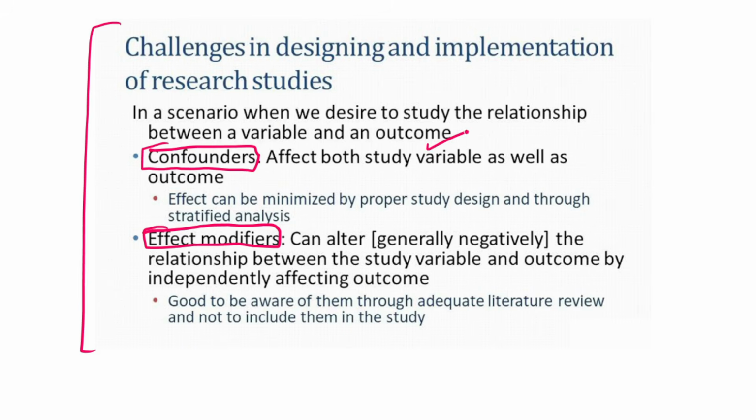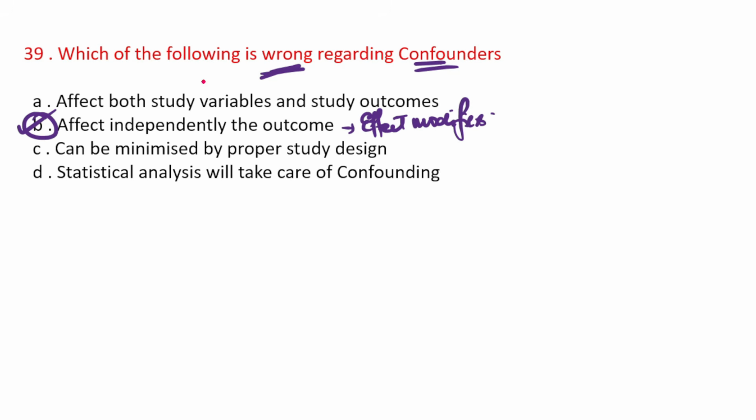Confounders affect both the study variables as well as the outcomes. Then the effect of confounders can be minimized by how? By proper study designing and through stratified analysis. So in our question, this has been given as an option, study variable as an option, as well as the outcome is also an option. See over here that it affects both the study variables and study outcomes. Yes, this is a true statement.